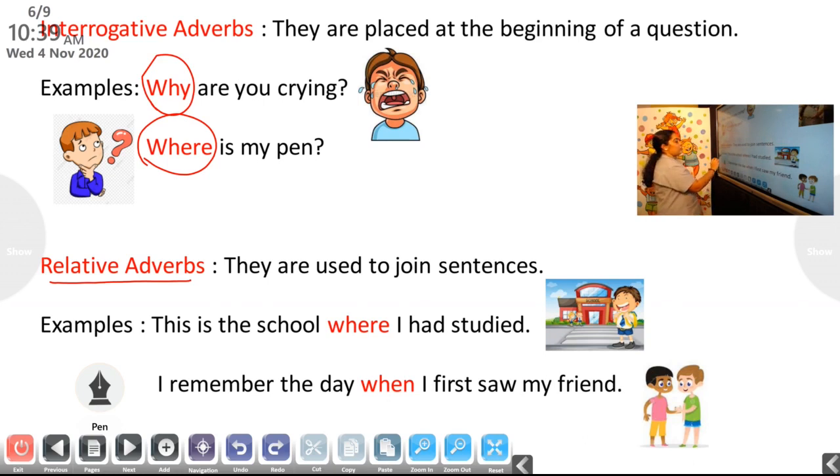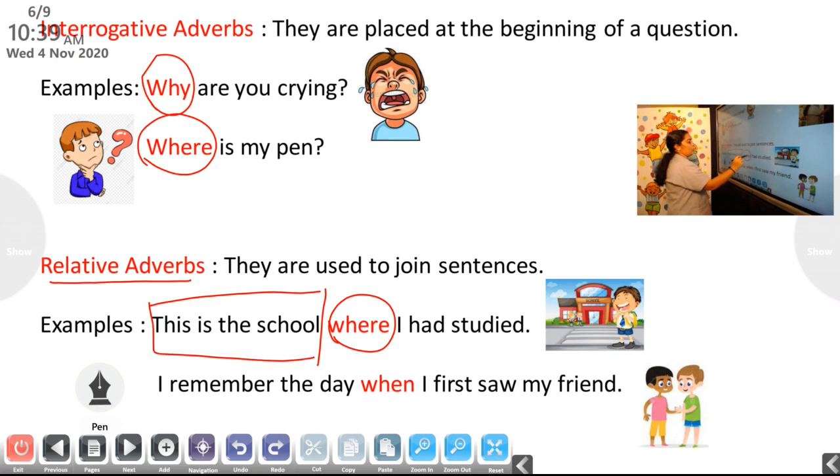Look at the example here. This is the school where I had studied. This is actually two different sentences. This is the school, and I had studied. We are just joining these two sentences using an adverb called where.